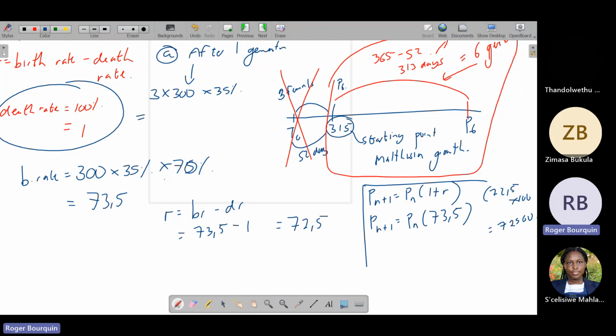The question now says, okay, 72,500 percent growth. Now they want to know the population after 1 year, which we said was 6 generations from the beginning. So we're looking for P0, which was equal to 315, right? So on my calculator, I'm going to go 315 equals.